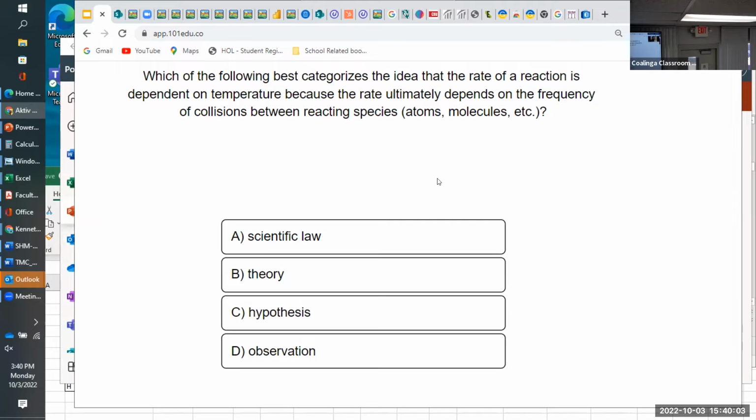What do you think? D. Yeah, I'd say theory. Okay. C. Yeah, A or D? D, I can see it. C, A, yeah. You can see it as an A? Okay. I am going with A. Yeah.